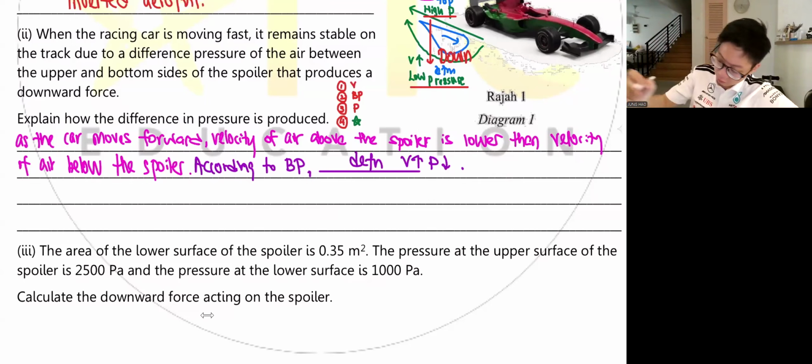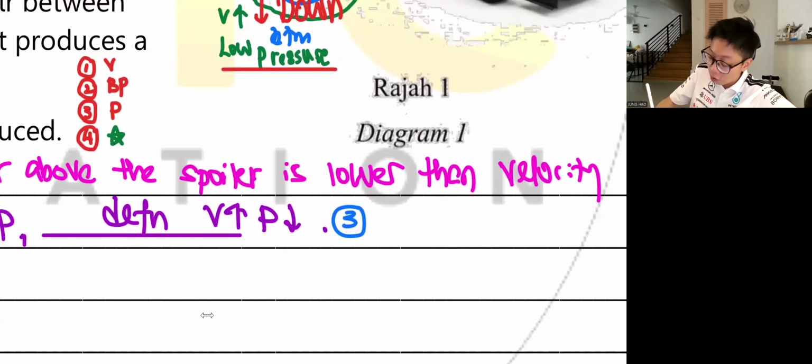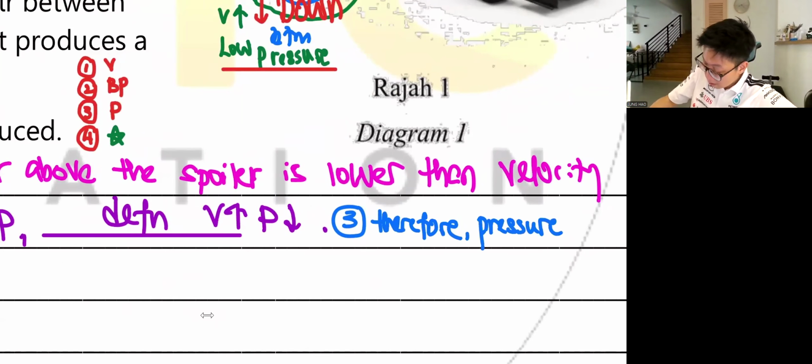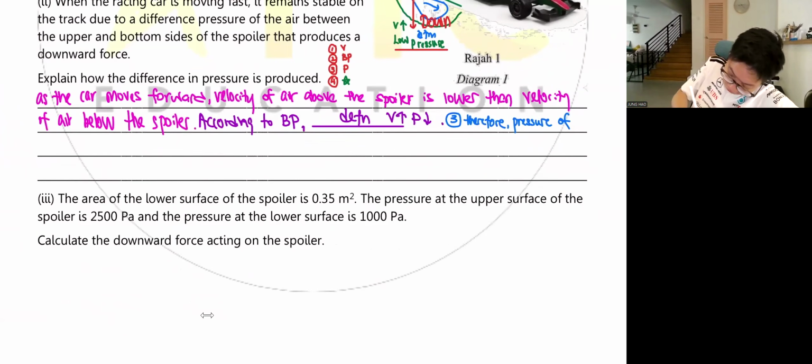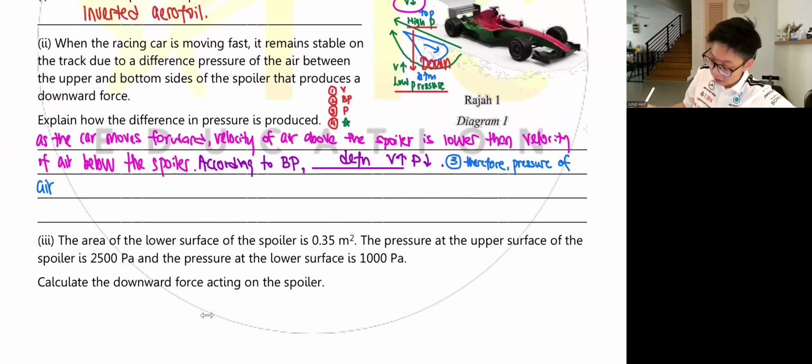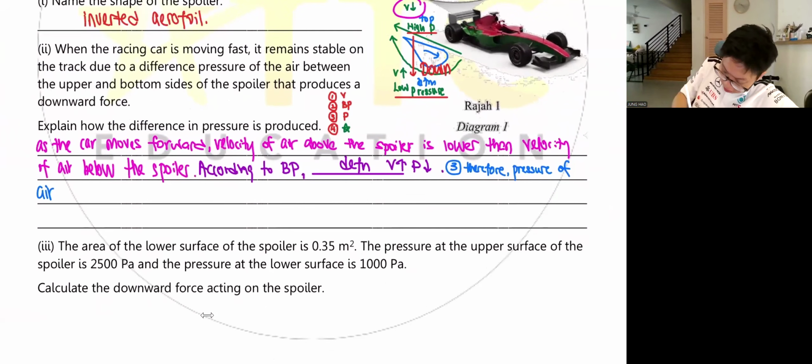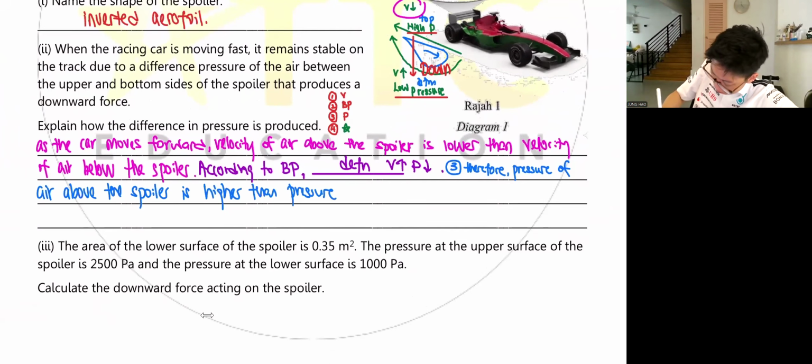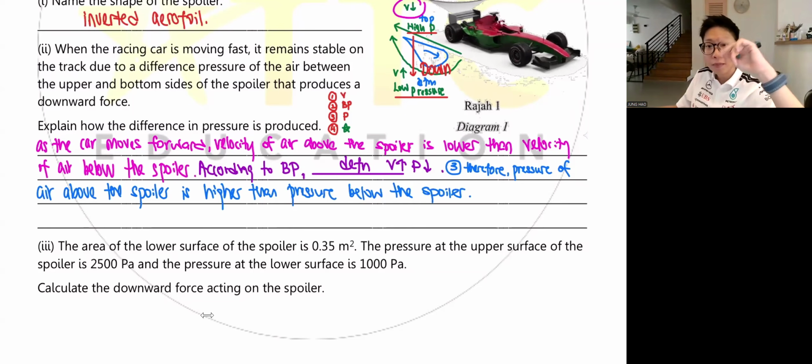Third one, okay, is going to be talking about the pressure. So therefore, the pressure of air above the spoiler is higher than the pressure below the spoiler. So we're comparing the pressure.